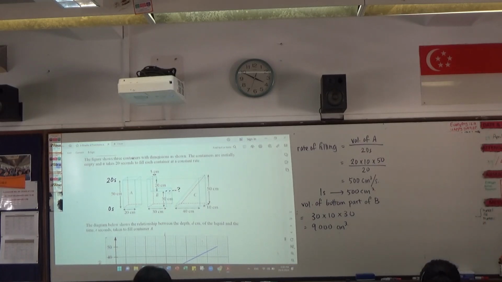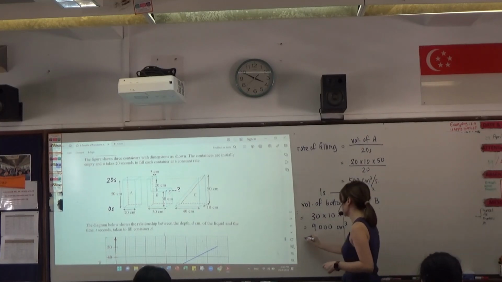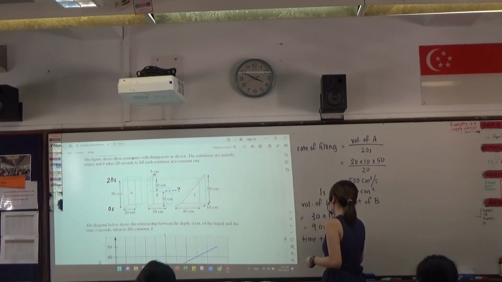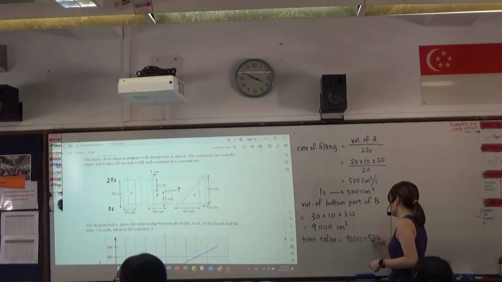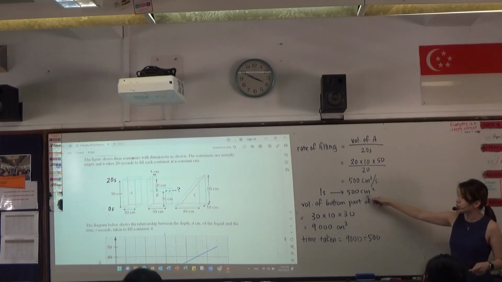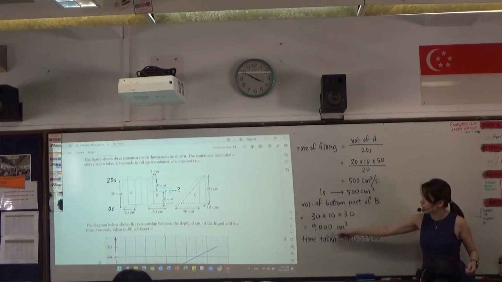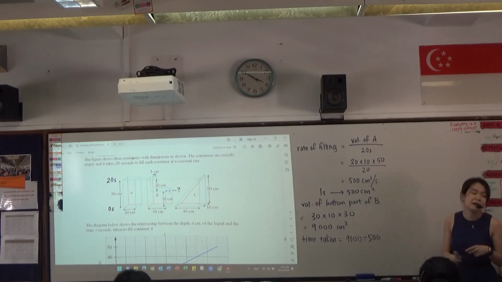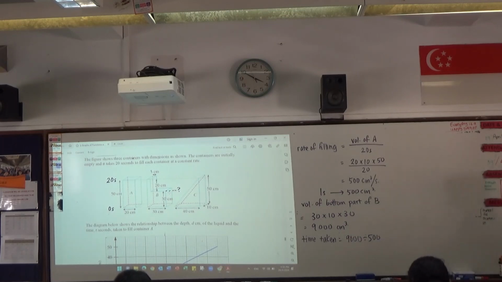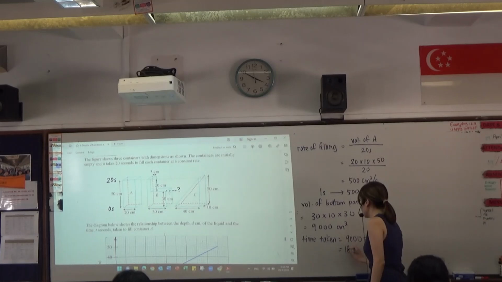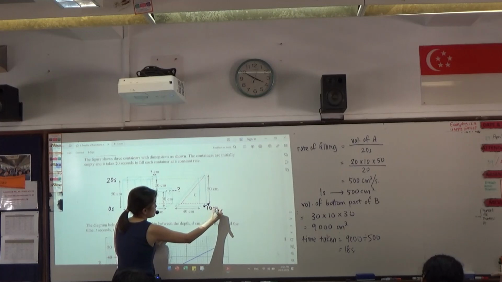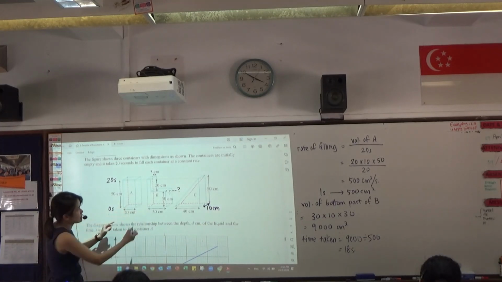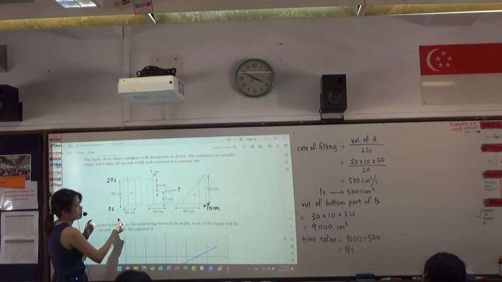Okay, so the time taken to fill up the bottom part of B will be 9,000 divided by 500. Because 500 cm3 only requires 1 second, so now it's 9,000. We just divide by 500, we will get 18 seconds. Okay, done? The depth here is 10 cm. Yeah, so everything, the 30 and 10, is all inside, the depth is 10. Okay.